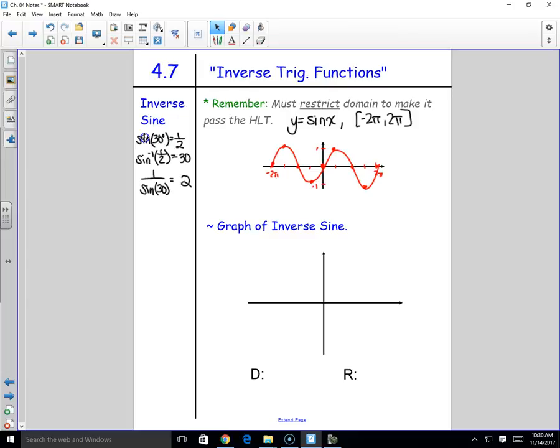If we're talking about inverse, why is it a struggle that this one fails the horizontal line test? Does anybody remember why? Sine will always and cosine will always fail. Yeah, why is that bad? Good. If an original function fails the horizontal line test, what's going to happen when we reflect the sine curve across y equals x? It's going to fail the vertical line test.